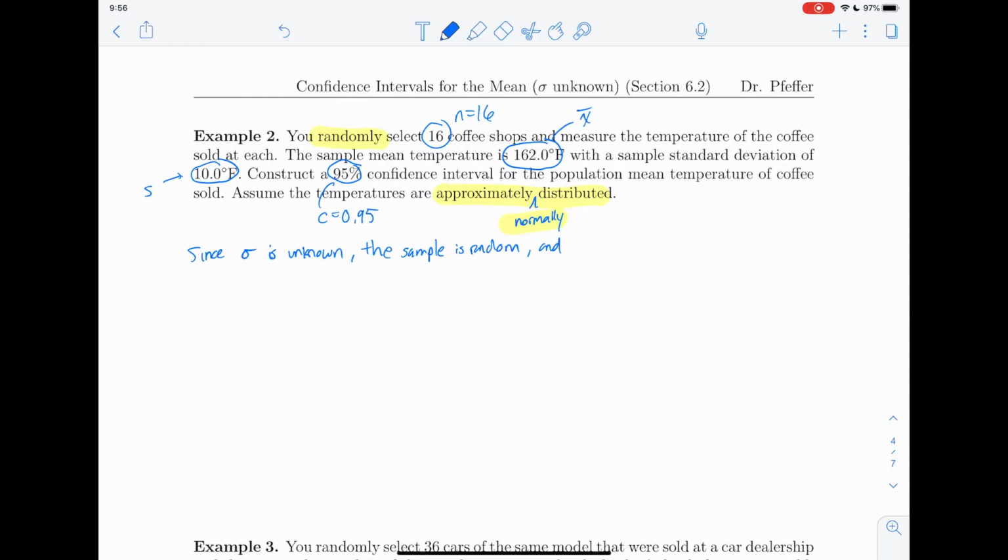So, since sigma is unknown, the sample is random, and the temperatures are approximately normally distributed. The conclusion we can make here is we use the t distribution.